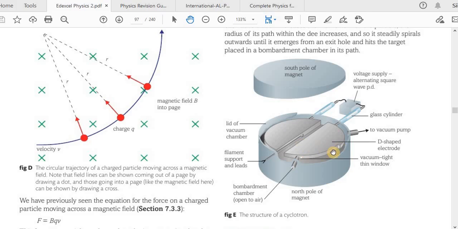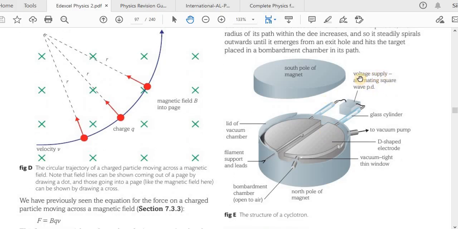Then the force will be towards the center when it goes like this. You can try it with Fleming's left hand rule. Remember, this is a proton. It's going like that, so the direction of movement of the proton is the same as the direction of the middle finger, the current. Middle finger represents the current in Fleming's left hand rule. So then the magnetic force will be towards the center of the circular path.